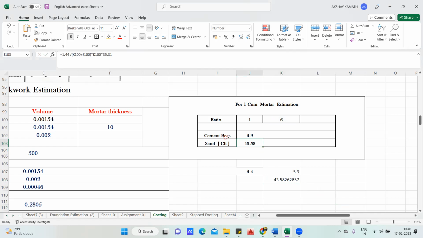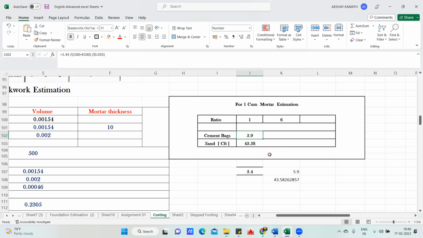So whatever answer you got, now if somebody asks you, I want to make a 1:6 ratio of cement mortar, how much amount of cement and sand is required? This answer you need to keep in your mind. So 5.9, let us consider 6 bags are required and 43.58 CFT of sand is required. Okay, this is how you are supposed to take care of that.